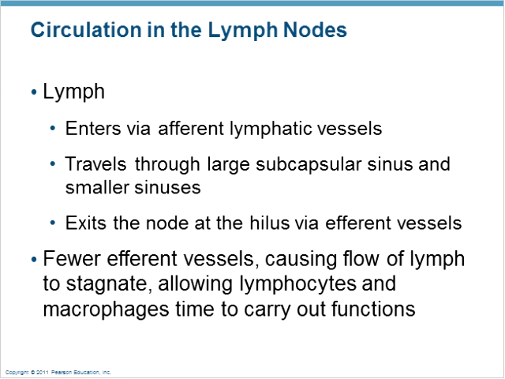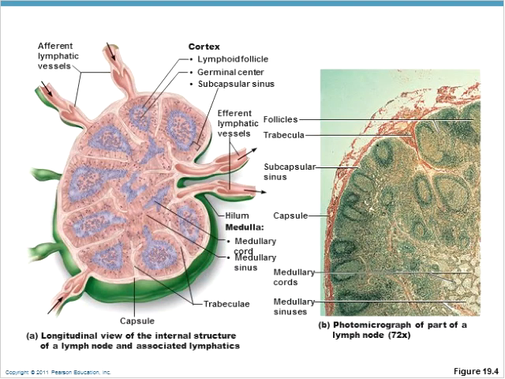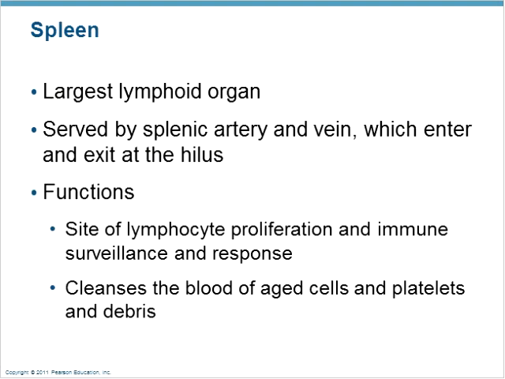The lymph, which enters via the afferent lymphatic vessels, travels through the large subcapsular sinuses and the smaller sinuses and extends the node, exits the node at the hilus via those efferent vessels. There are fewer efferent vessels, causing the flow of the lymph to stagnate, and that allows the lymphocytes and the macrophages time to carry out the function that they're responsible for. So you have afferent fibers coming in, and you have several of those, and two efferent fibers or leaving fibers that leave each lymph node.